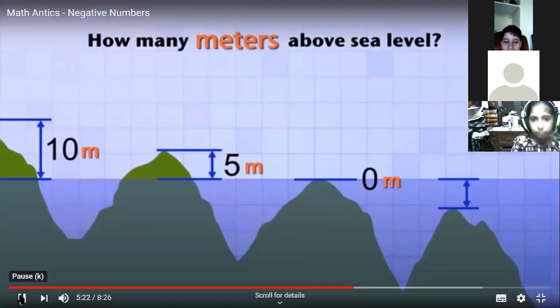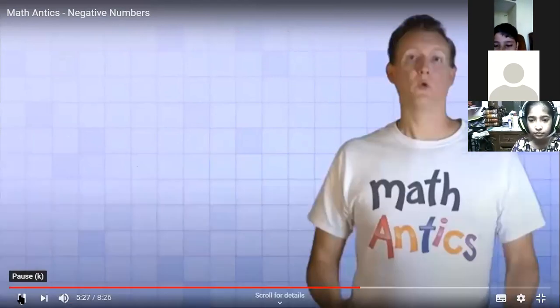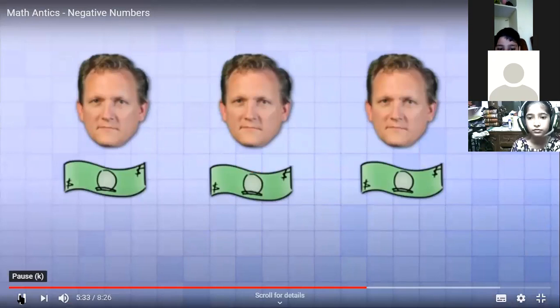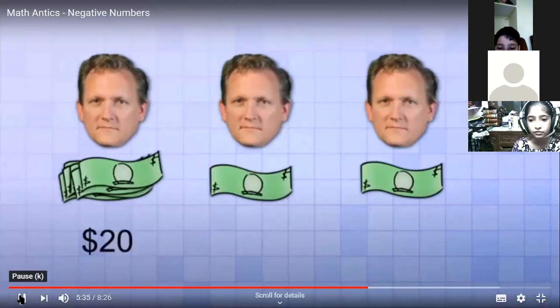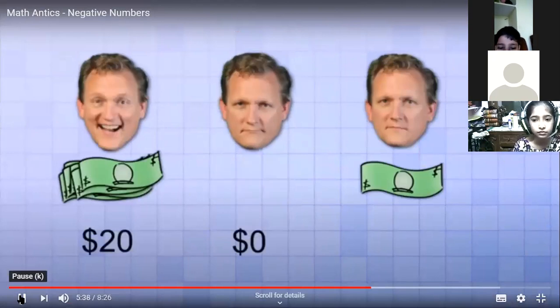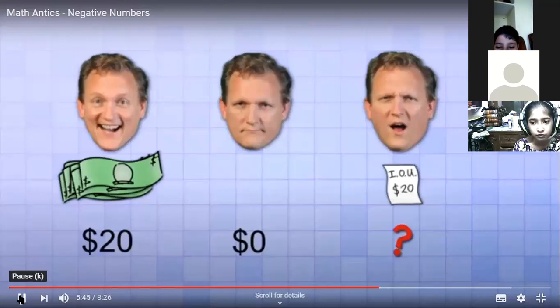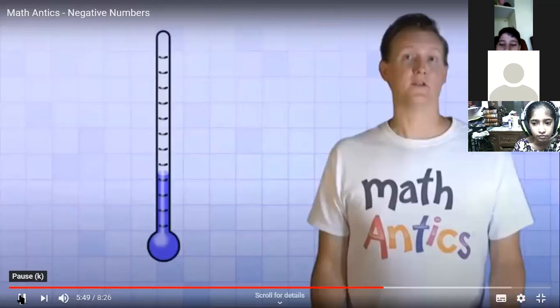We can just say that its height, compared to sea level, is negative 5 meters. Or, what about an example with money? Suppose there's 3 brothers who each have a different amount of money. The first brother has $20, the next brother has $0, and the last brother actually owes his dad $20. What number do we use to represent how much money he has? Yep, negative $20.